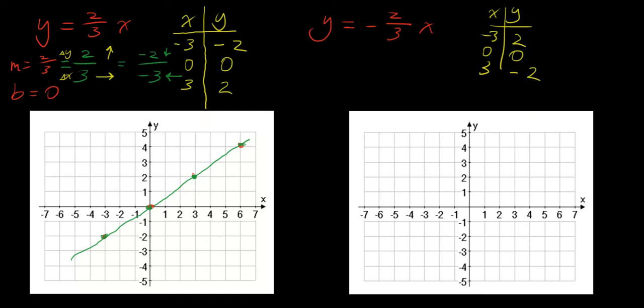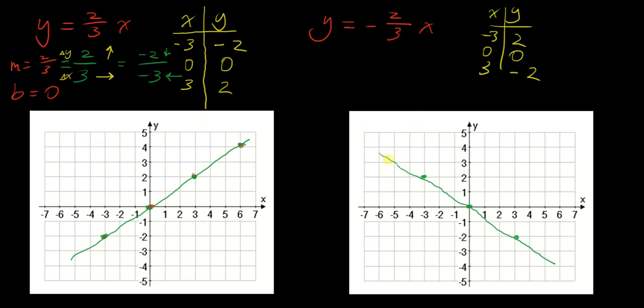And when I graph those, according to this, 3 x's left, 2 y's up. So from the origin, always from the origin, 3 x's left, 2 y's up. Then 0, 0, and then 3 x's right, 2 y's down. And there is the graph of y equals negative 2/3 x.